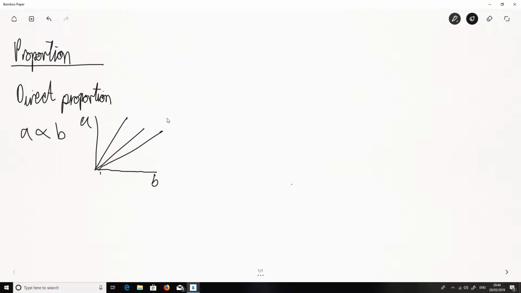If it wasn't a linear increase in B, this would say proportional to B squared or something, and then it'd be parabolic. But yeah, so for direct proportion, it's written in this format, which means A is proportional to B.